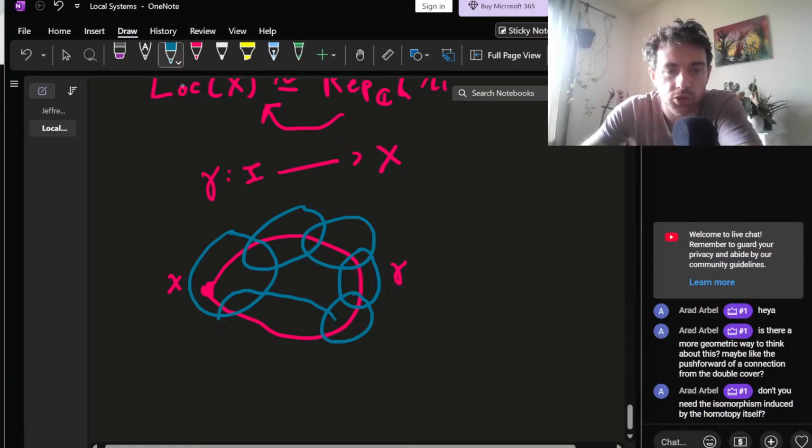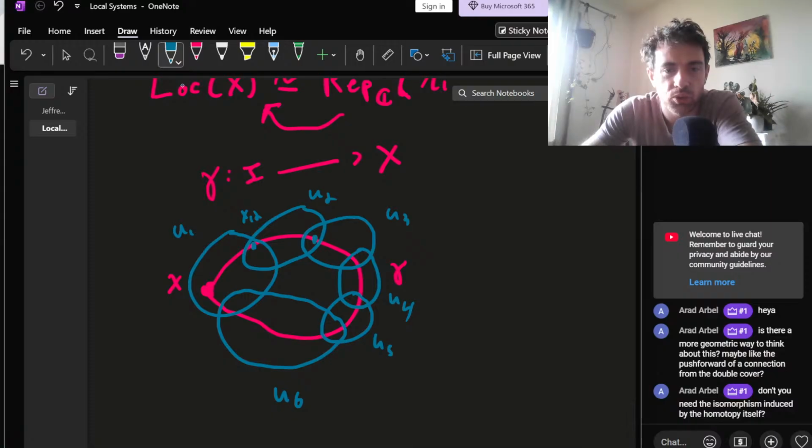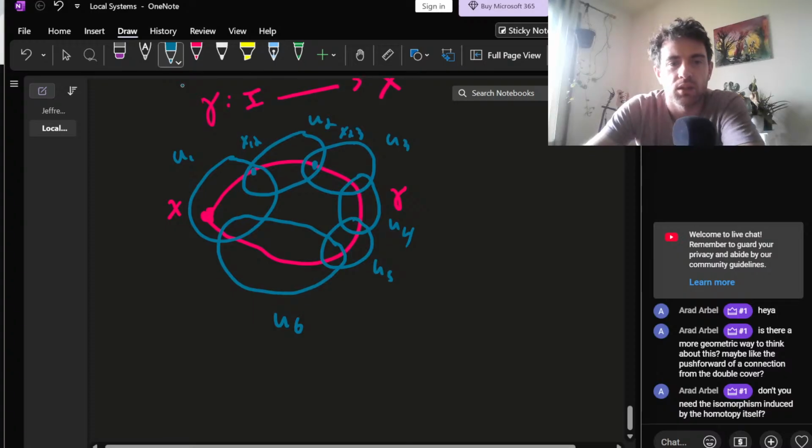I don't know why I'm drawing so many, but you order them: U1, U2, U3, U4, U5, U6, and then you take points in the intersection. So x1,2, x2,3, and so on. And then the point is, a local system is locally constant, right?